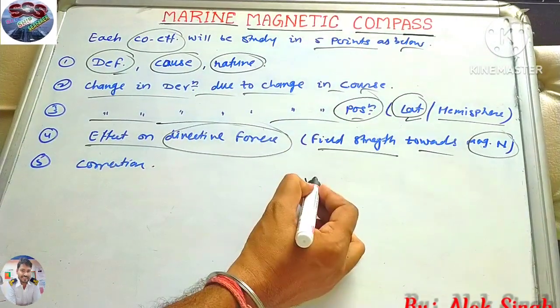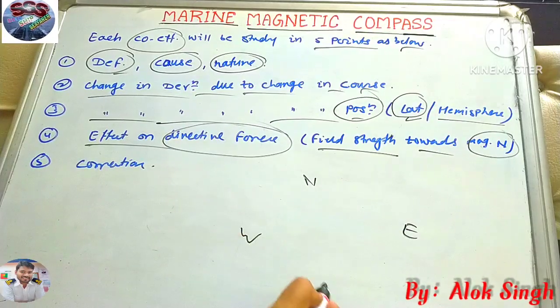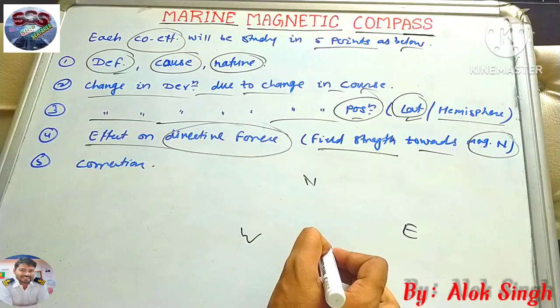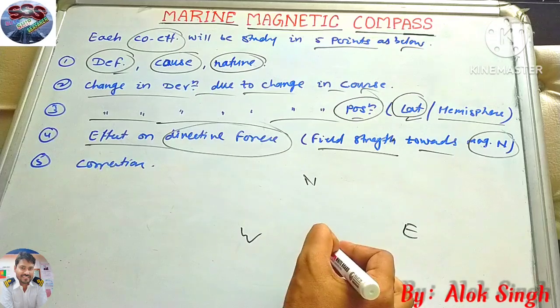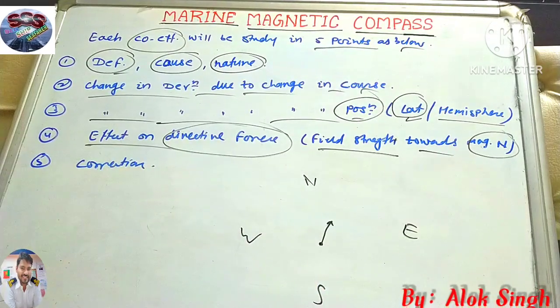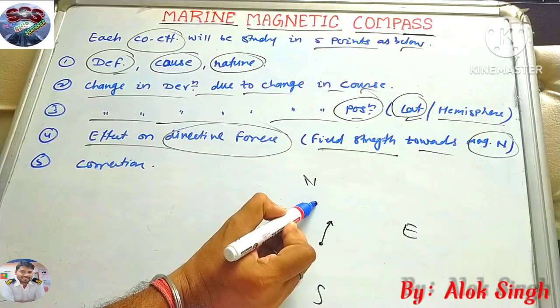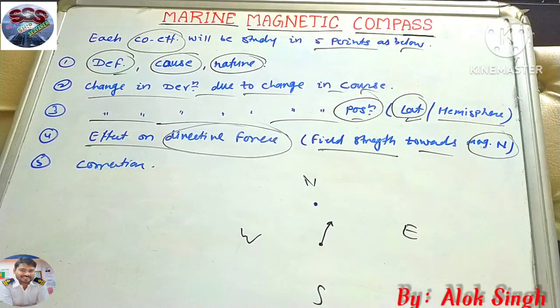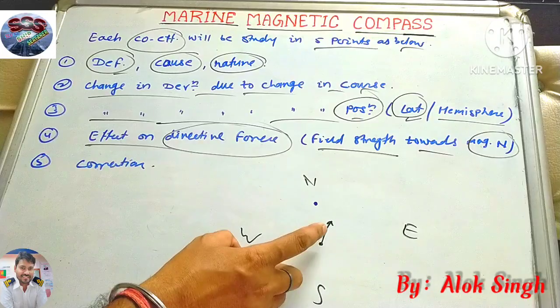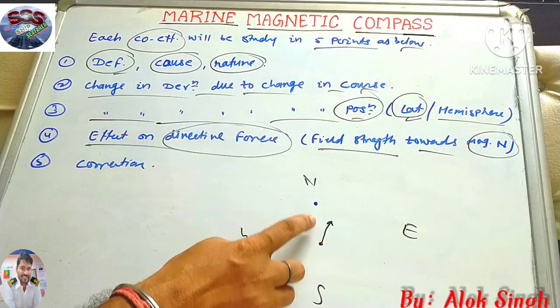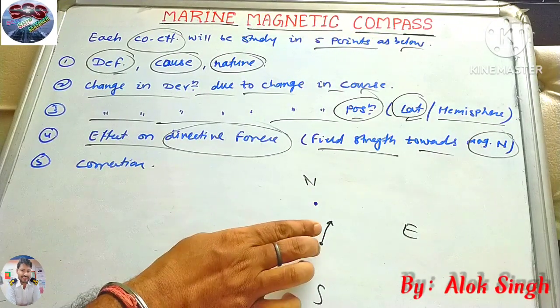Suppose it is north, and this is east, west, south. Your compass needle is showing a heading somewhere, and suppose it is constant. Now suppose something is creating a blue pole over here. As of now, your directive force is showing somewhere, showing how much it is towards the north.